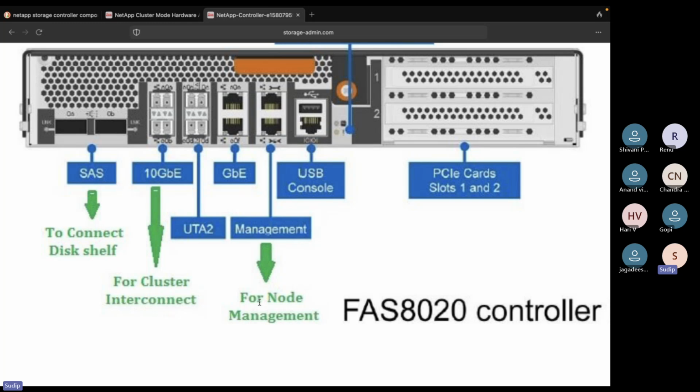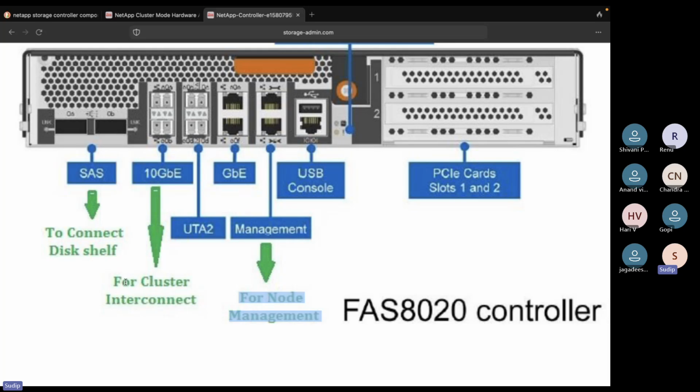All right. So we understood that there is a front end and a back end, and there are front end ports, back end ports, and then there are management ports. If you see here, for node management, a port has been dedicated. So this particular port is for node management.